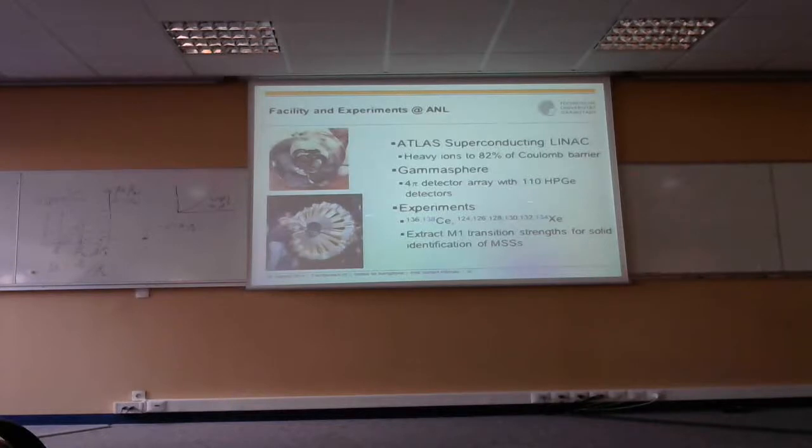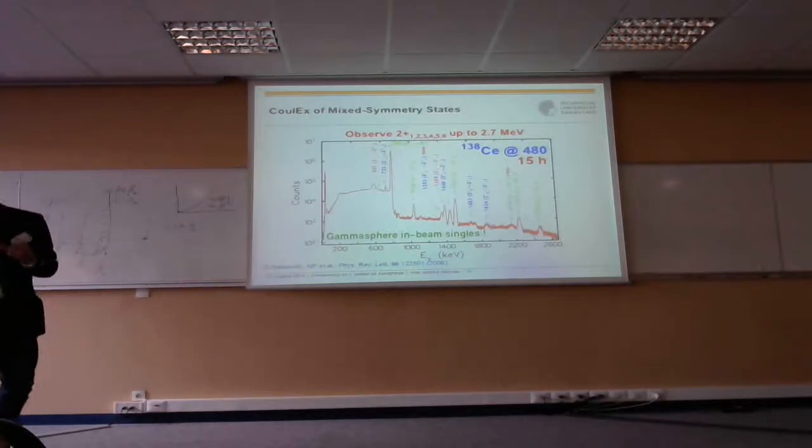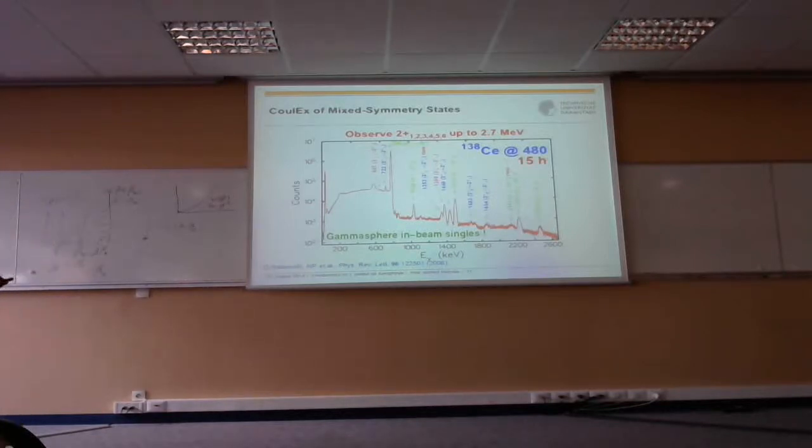And we have done a series of experiments in order to extract the M1 transition strengths. Now I show you how this works. In this case, we observed all 2+ states up to 2.7 MeV. So we expect this 2+ mixed symmetry state to be located at around 2 MeV. But we have to measure them all. We have to identify them all and measure the M1 transition strengths to the first 2+ state. So that is the singles spectrum.